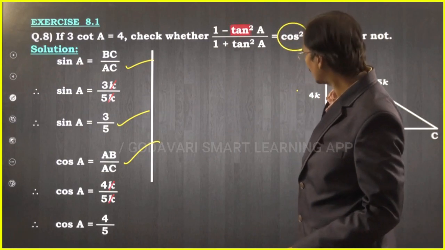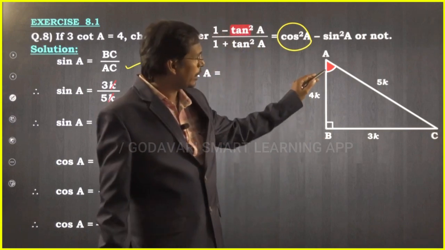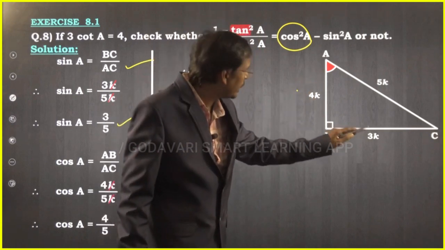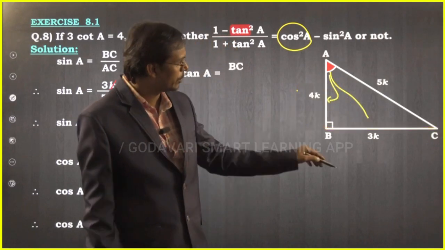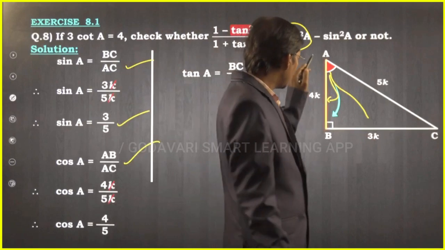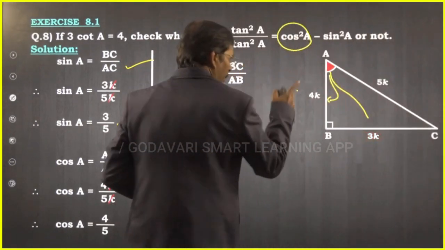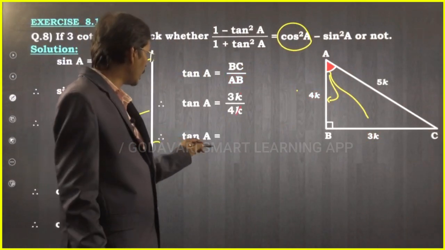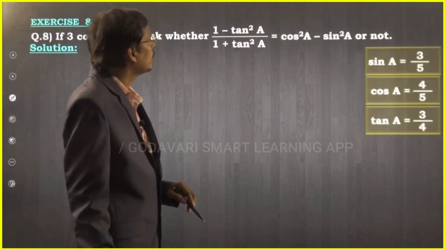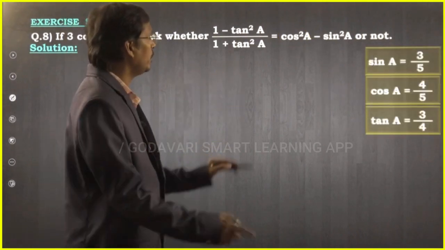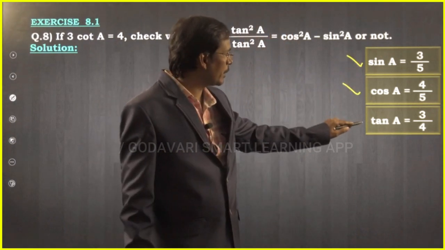Now tan A. From the diagram, tan A means opposite side by adjacent side, that is BC by AB. BC value is 3k and AB value is 4k. k cancels. Now we got tan A is equal to 3 by 4. So we got sin A 3 by 5, cos A 4 by 5, tan A 3 by 4.